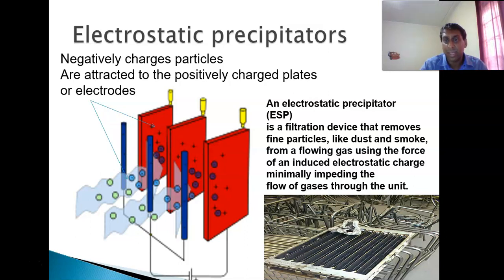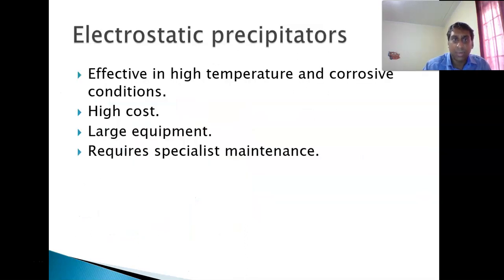It is effective in high temperature and corrosive conditions, but has a high cost, as I mentioned, from the current flow and the cost of washing those plates at the end of the day and setting it back up again. Large equipment requires specialist maintenance. And again, that example would have been for small systems. You can only imagine that for bigger systems it may be done at the end of the month by a skilled technician, which may be a bit of a cost as well.